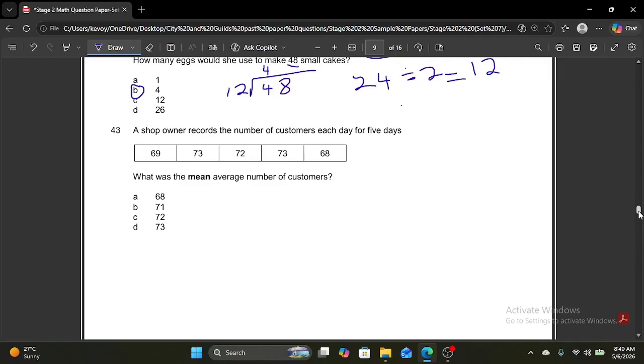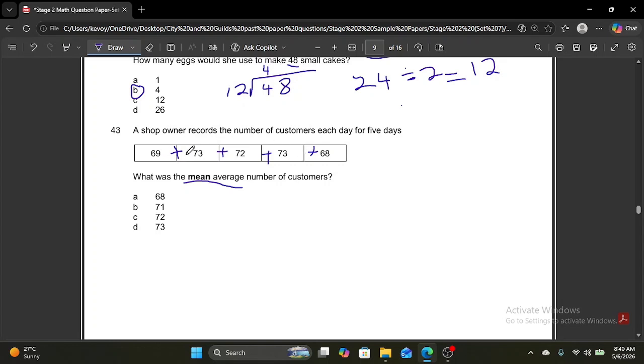So a shop owner records the number of customers each day for 5 days. What is the mean average number of customers? Whenever you look at mean or average, it means around the same thing. So all we'll do is add everything that you see right here. Mean average means that we add everything we see, and we divide it by the amount of numbers that are present.